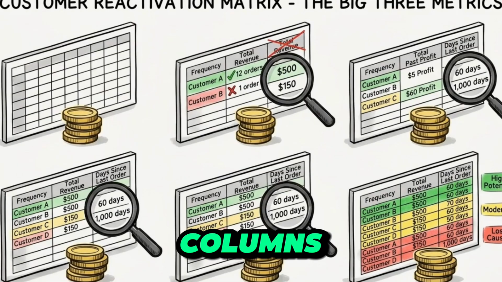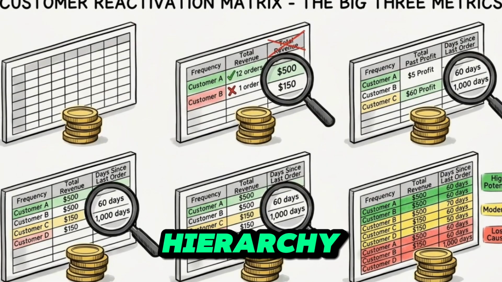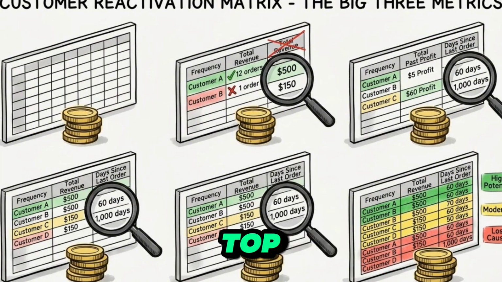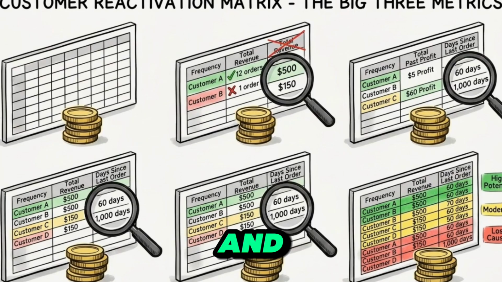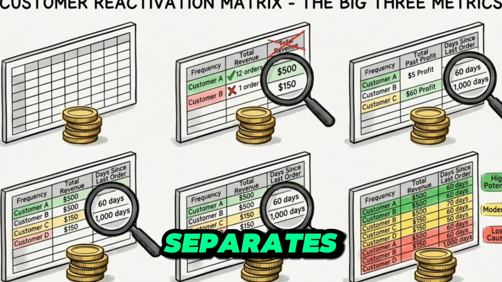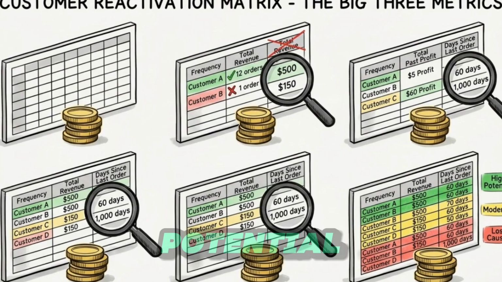Sort these three columns together to establish a hierarchy. Your recent, high-frequency, high-margin buyers push to the top. Your one-time buyers from years ago drop to the bottom. By intersecting frequency, profit, and recency, you instantly filter the data. This process separates relationships with strong future potential from expensive lost causes.